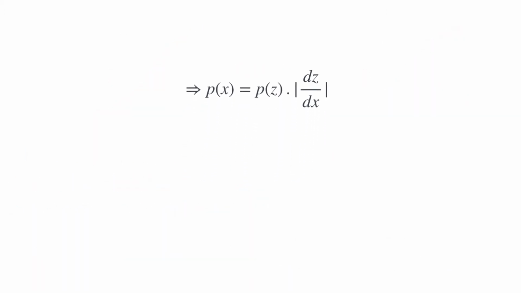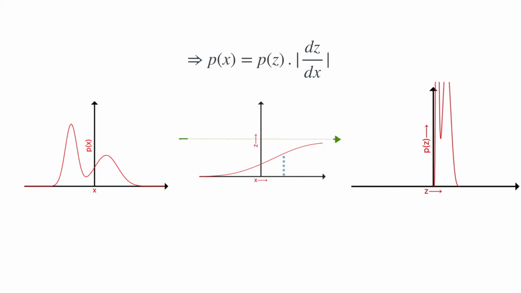Now, let's take a closer look at this equation and try to understand it geometrically. If you transform a value x0 into z0 using a function f, the slope of the function f at x0 multiplied by the PDF of z0 is equal to the PDF of x0. This equation is the key idea behind normalizing flows.